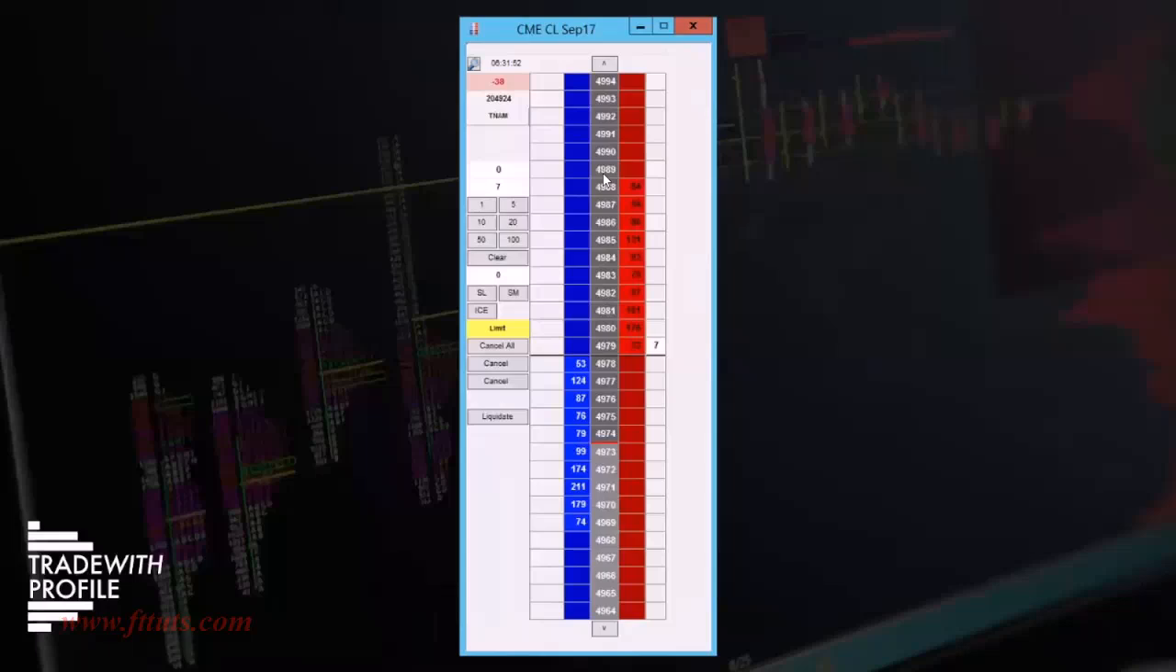But this is crude oil futures, right? And on this side we have the offer, and on this side we have the bid. And then right here is the current price. In fact, there were like 7 contracts that just traded there. Now, if I wanted to buy this thing and I wanted to immediately get into it, I can just click in one of these and I'll immediately get filled at 49.79, because that's the lowest offer, right? If I want to sell this thing, I can get in at 49.78. It's the highest bid, right?